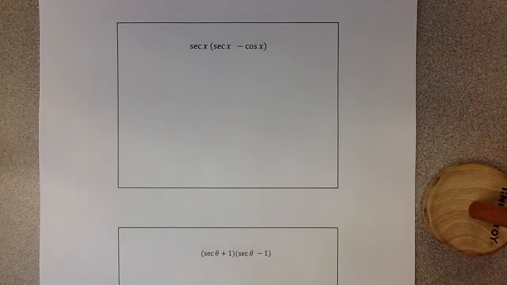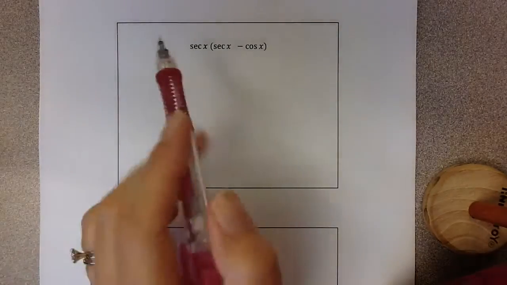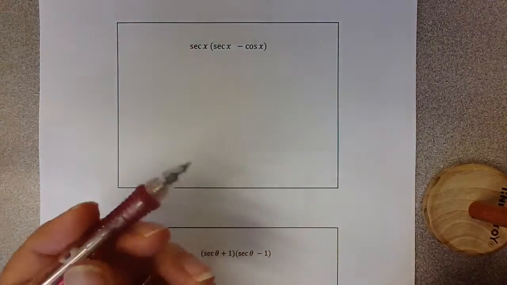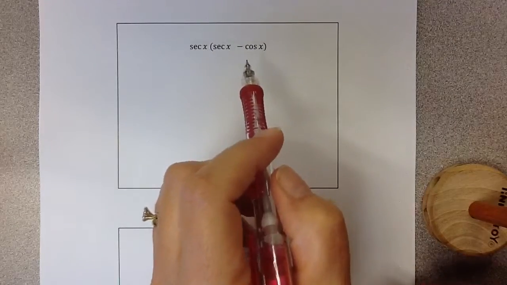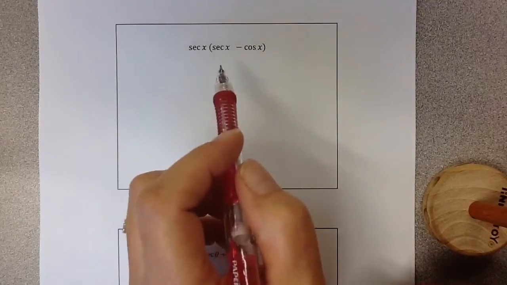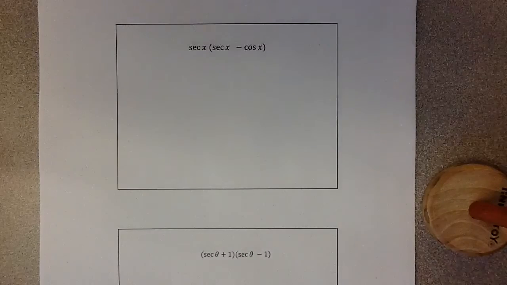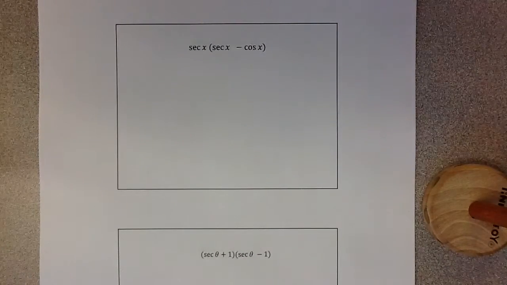And then I have some worksheets for you to do for practice. So the next thing we see in the PowerPoint is the trig expression secant times the quantity secant minus cosine. The goal is to simplify it. We're looking for something algebraic to do here.